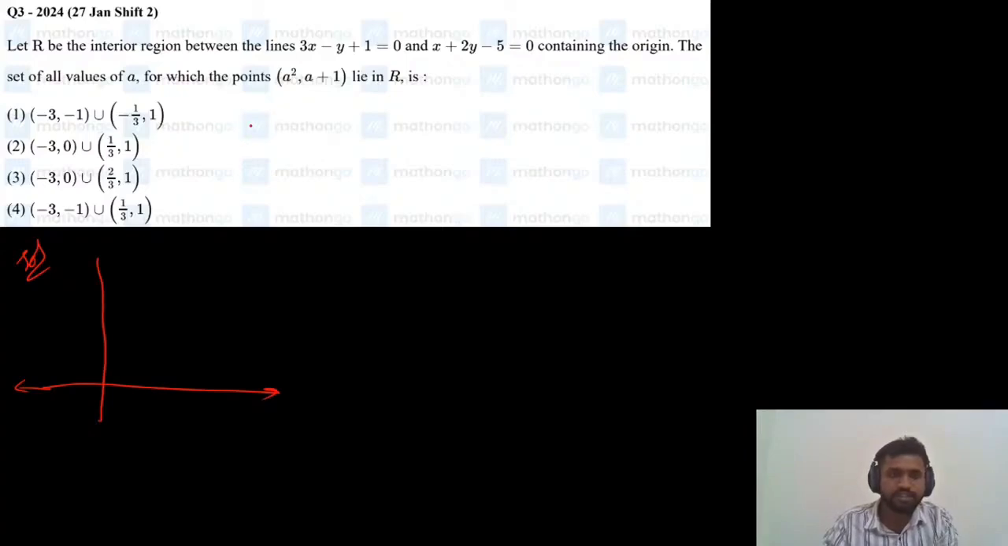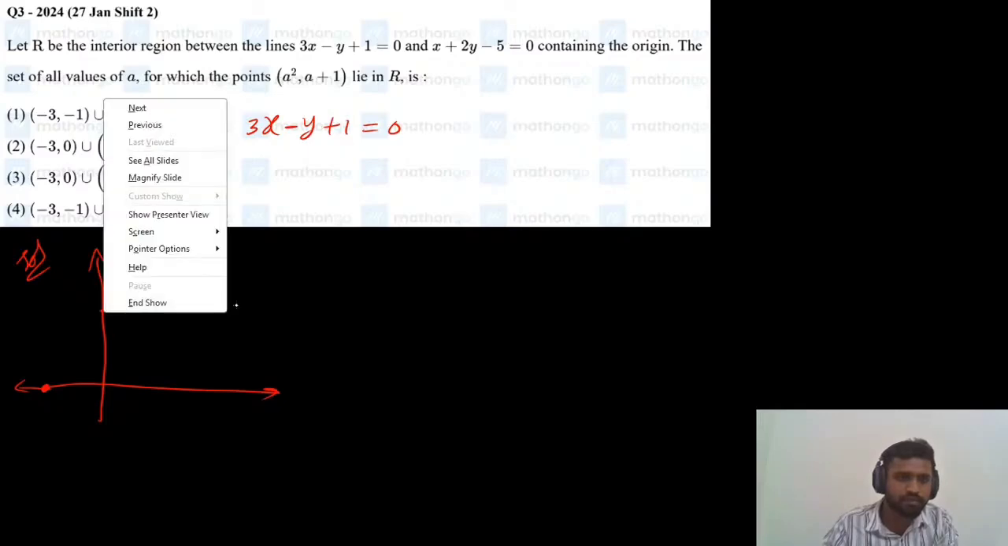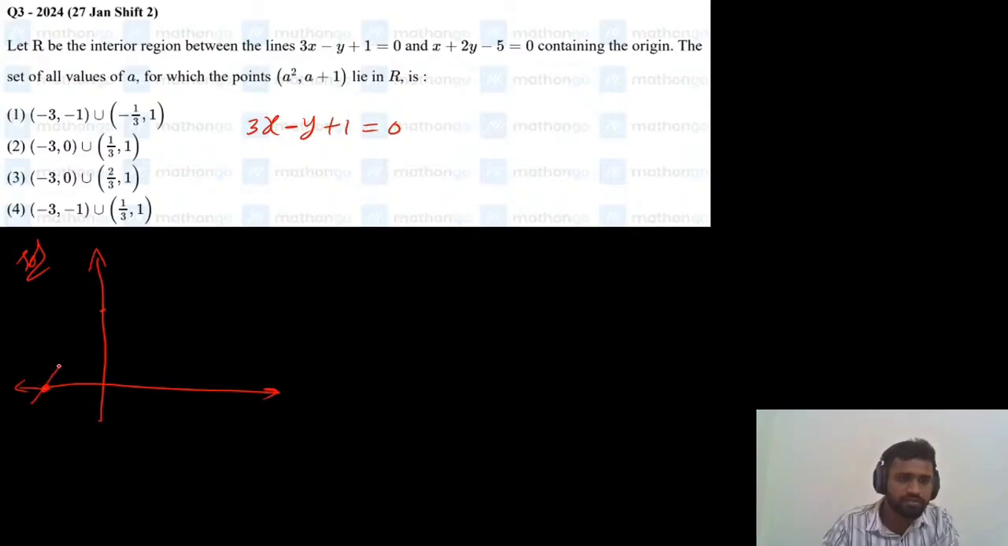The first line is 3x minus y plus 1 equals 0. On the x-axis y will be 0, so the x value is minus 1 by 3. It will pass through the point (minus 1 by 3, 0). On the y-axis x will be 0, so y equals 1. This is the first line, line 1.